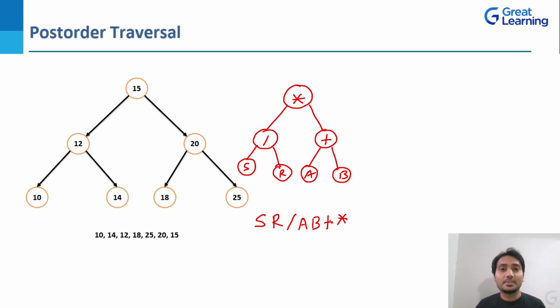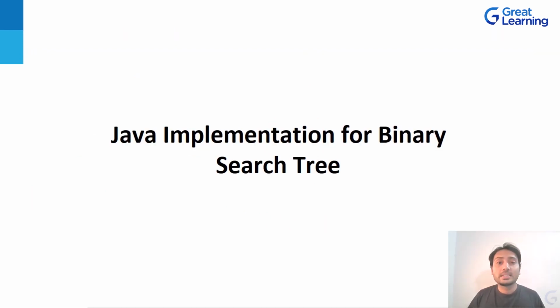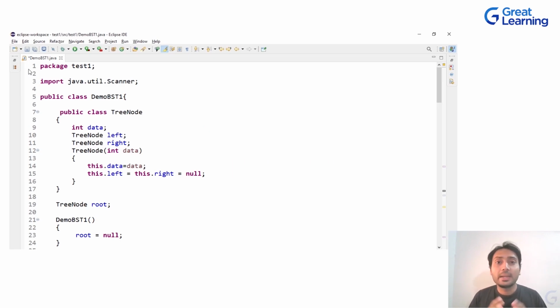So I hope with this you have understood the post order traversal and you will use these in your applications. Now we are in our next topic, which is Java implementation for binary search tree. So here we'll try to implement the code for various operations in a binary search tree. So let's get started. So here we have the implementation of binary search tree. If I have to start typing and explaining, then it'll take a lot of time. So what I've done is we have the implementation code here.